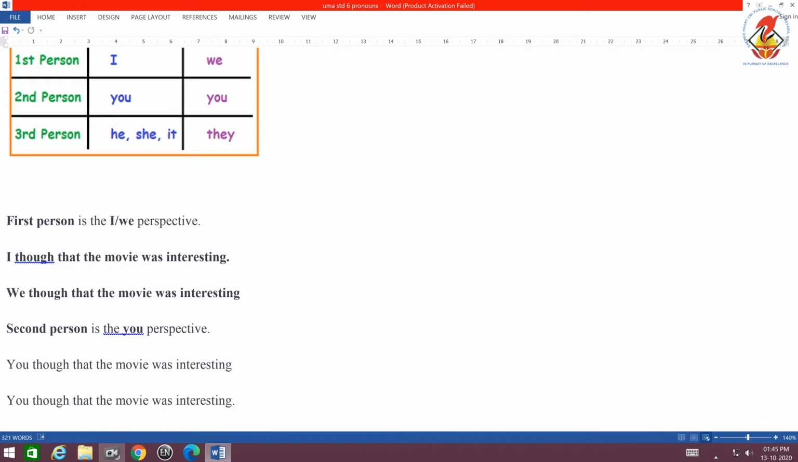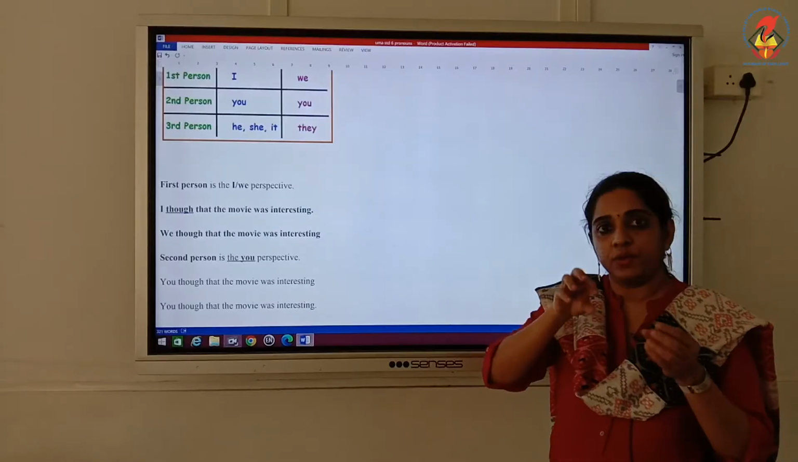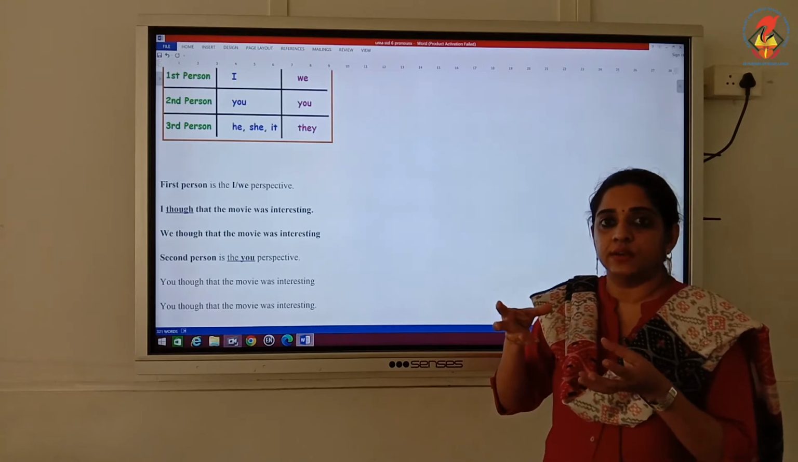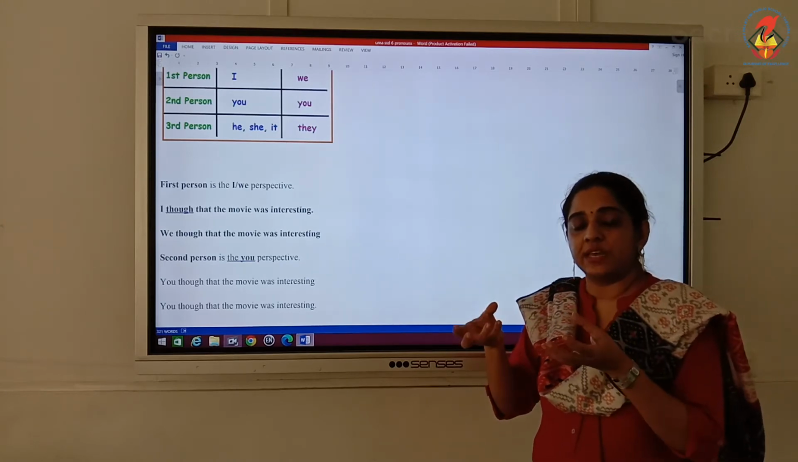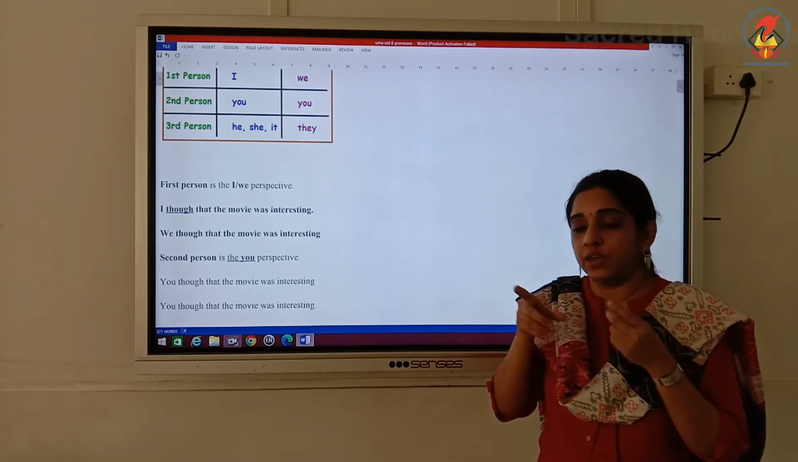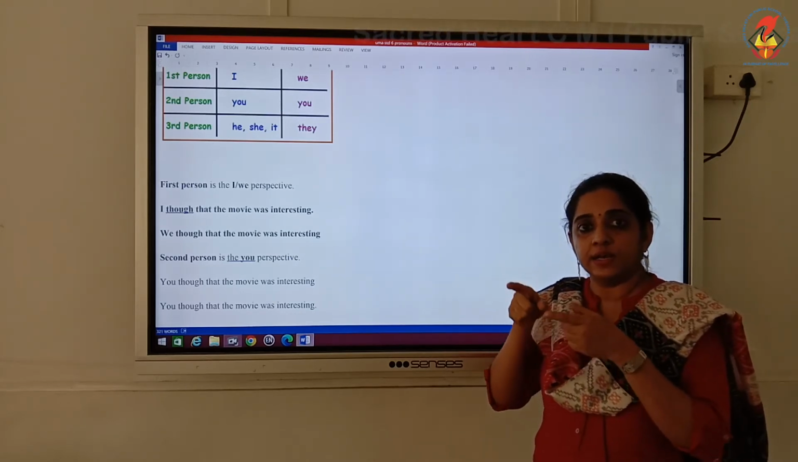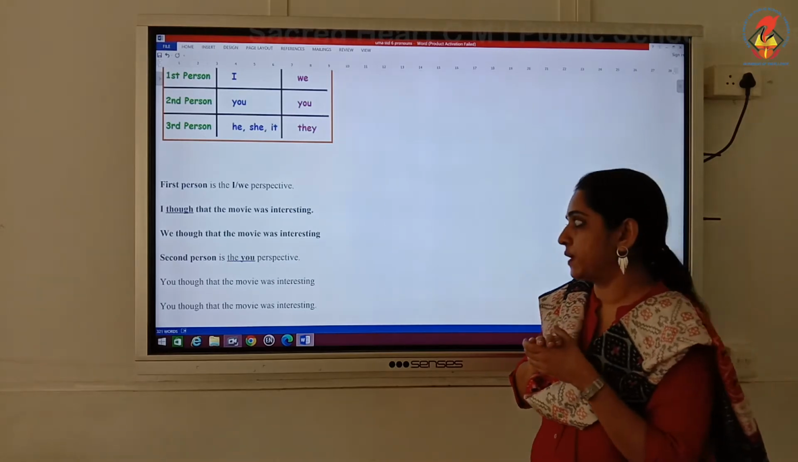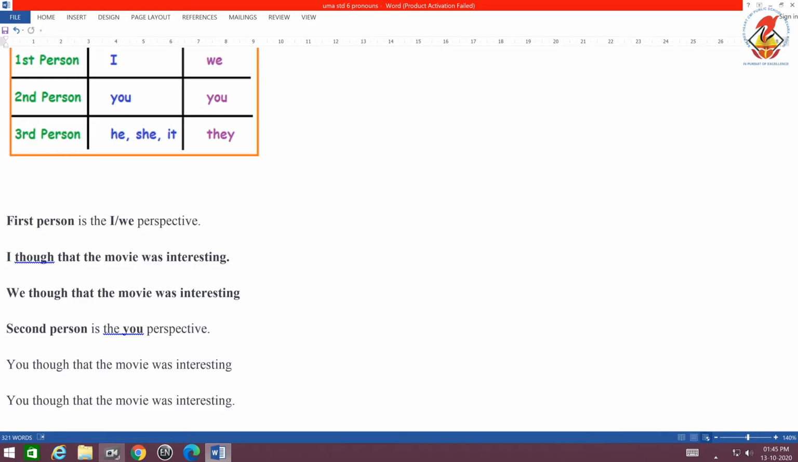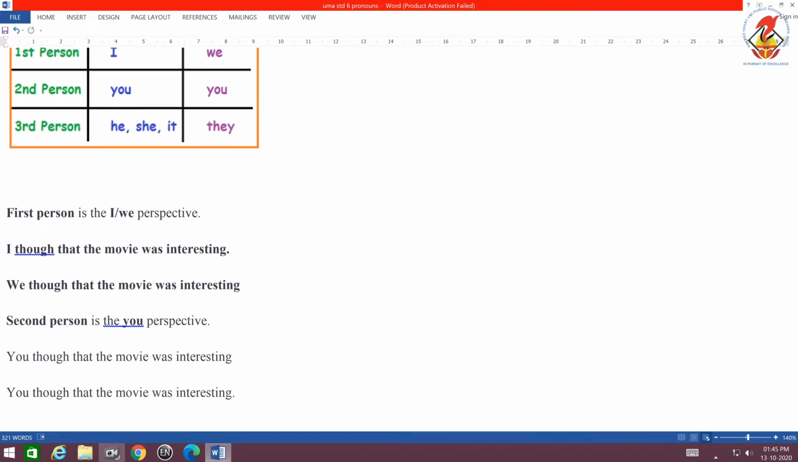Now, second person is the you perspective. You perspective means you are addressing some other person, the receiver, or just like I am saying, you are absent. That means I am talking to another person in a second person perspective. You thought that the movie was interesting. You turn it to plural, you itself. You thought that the movie was interesting.